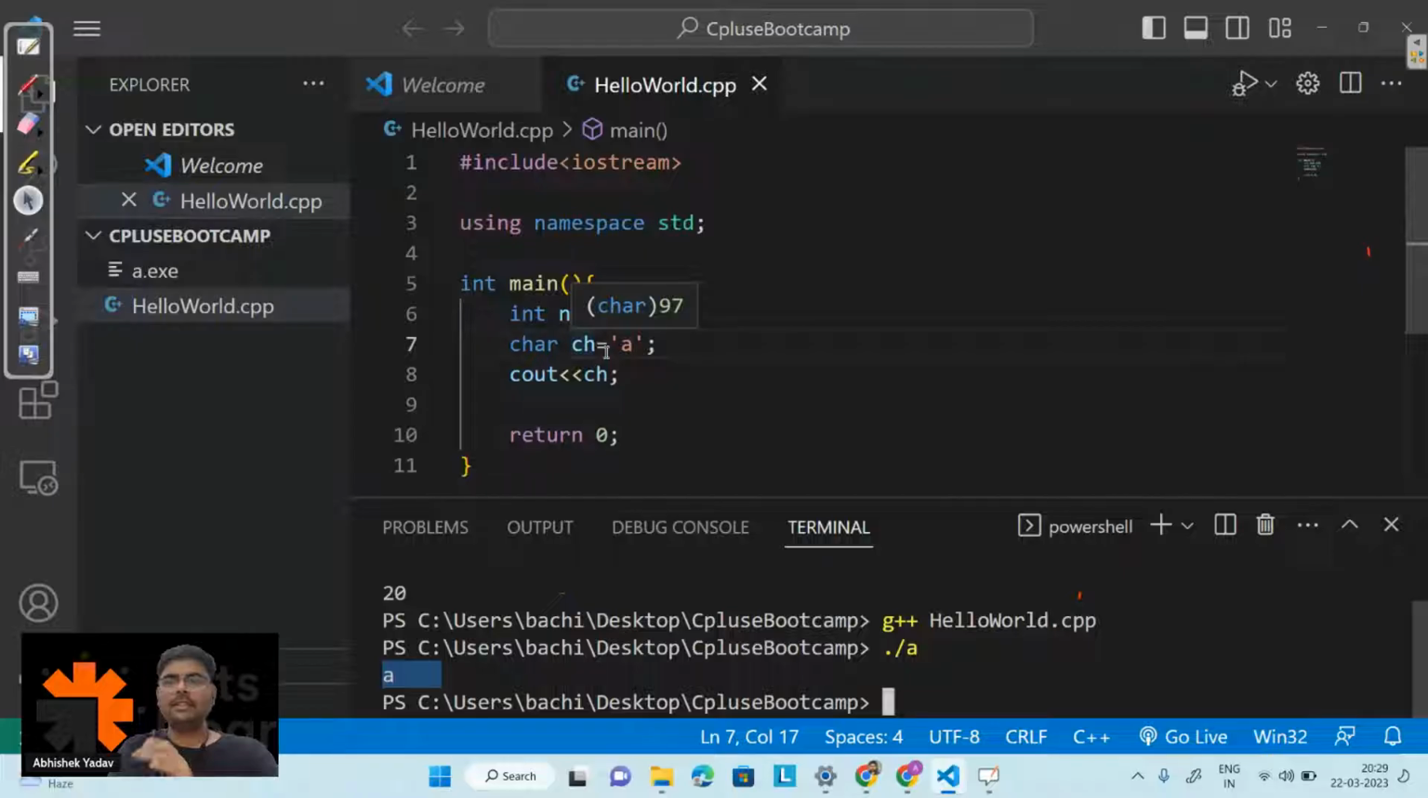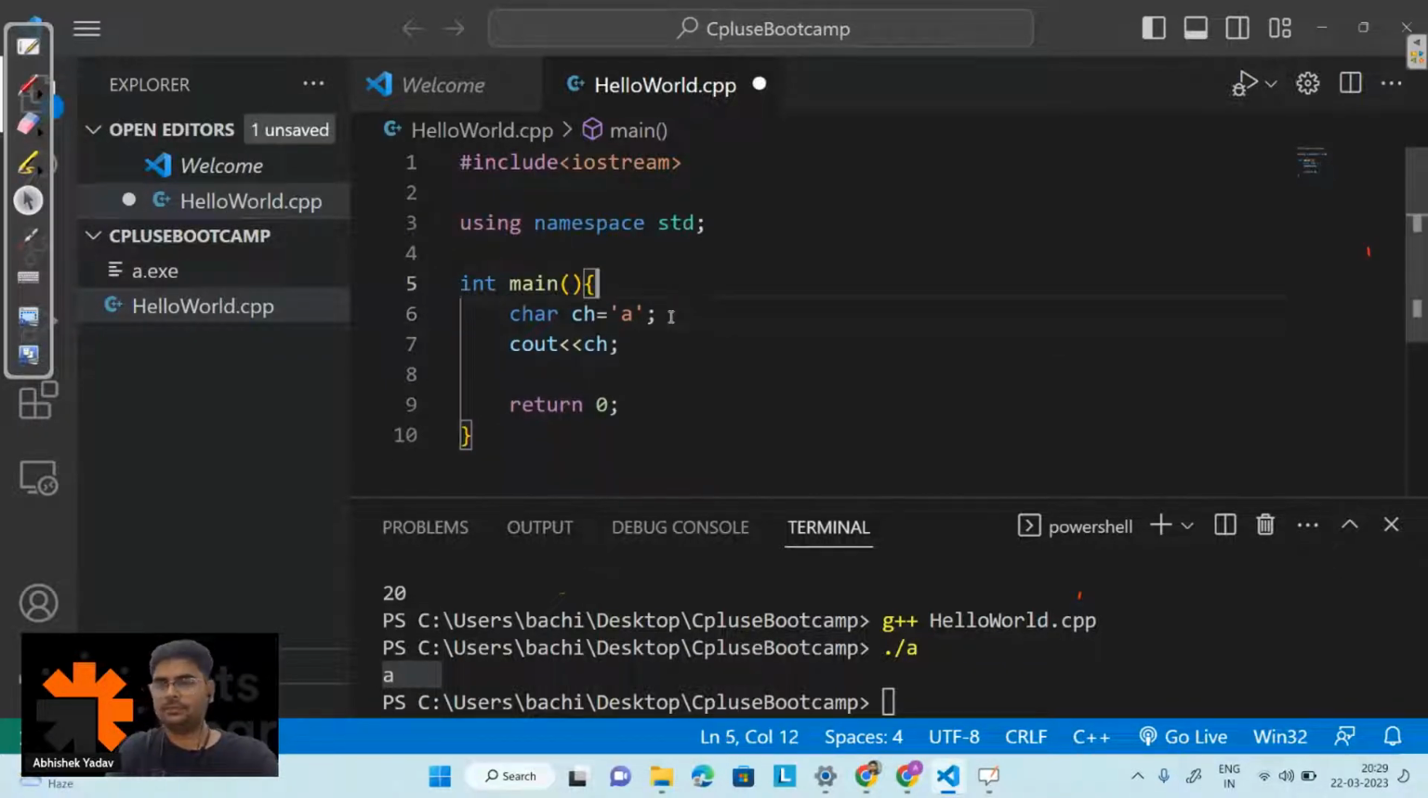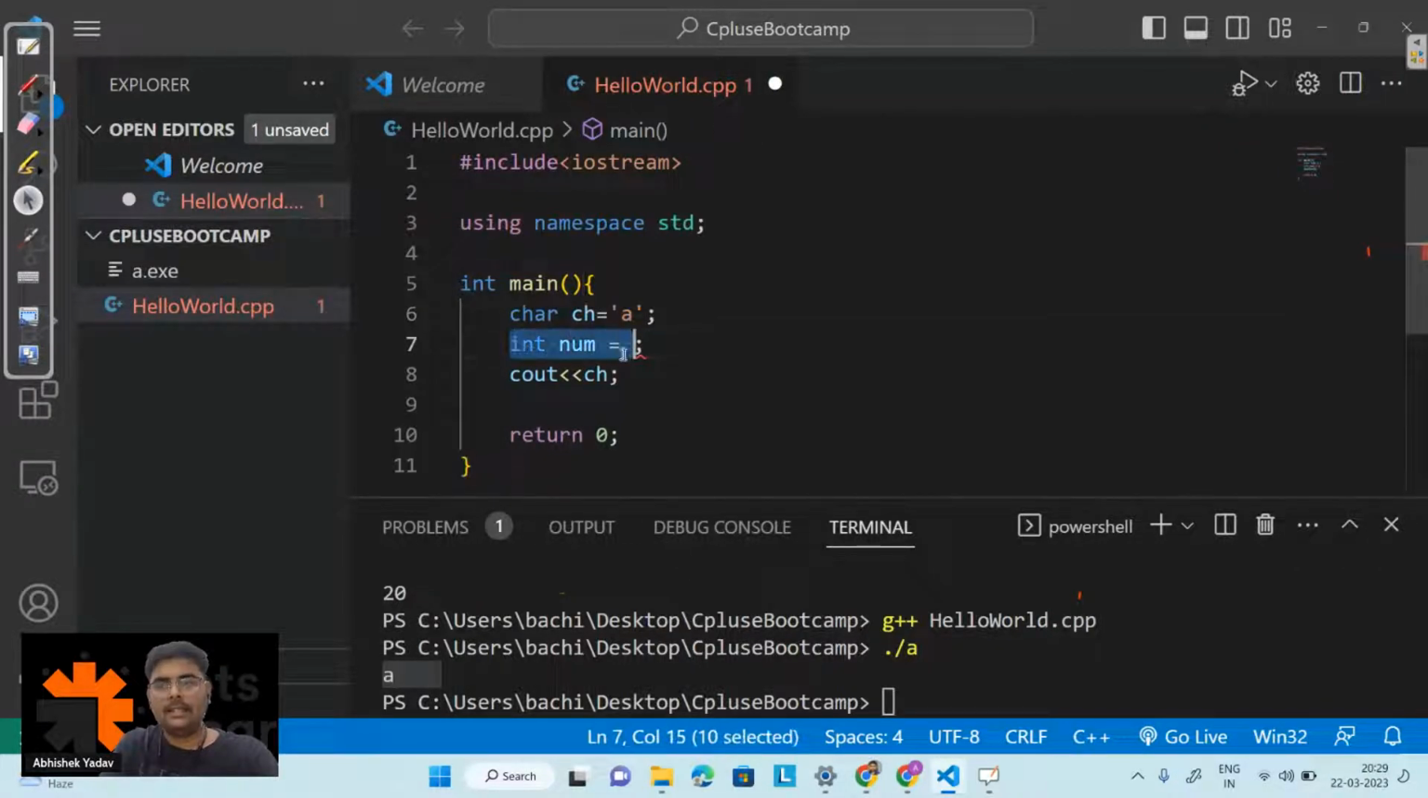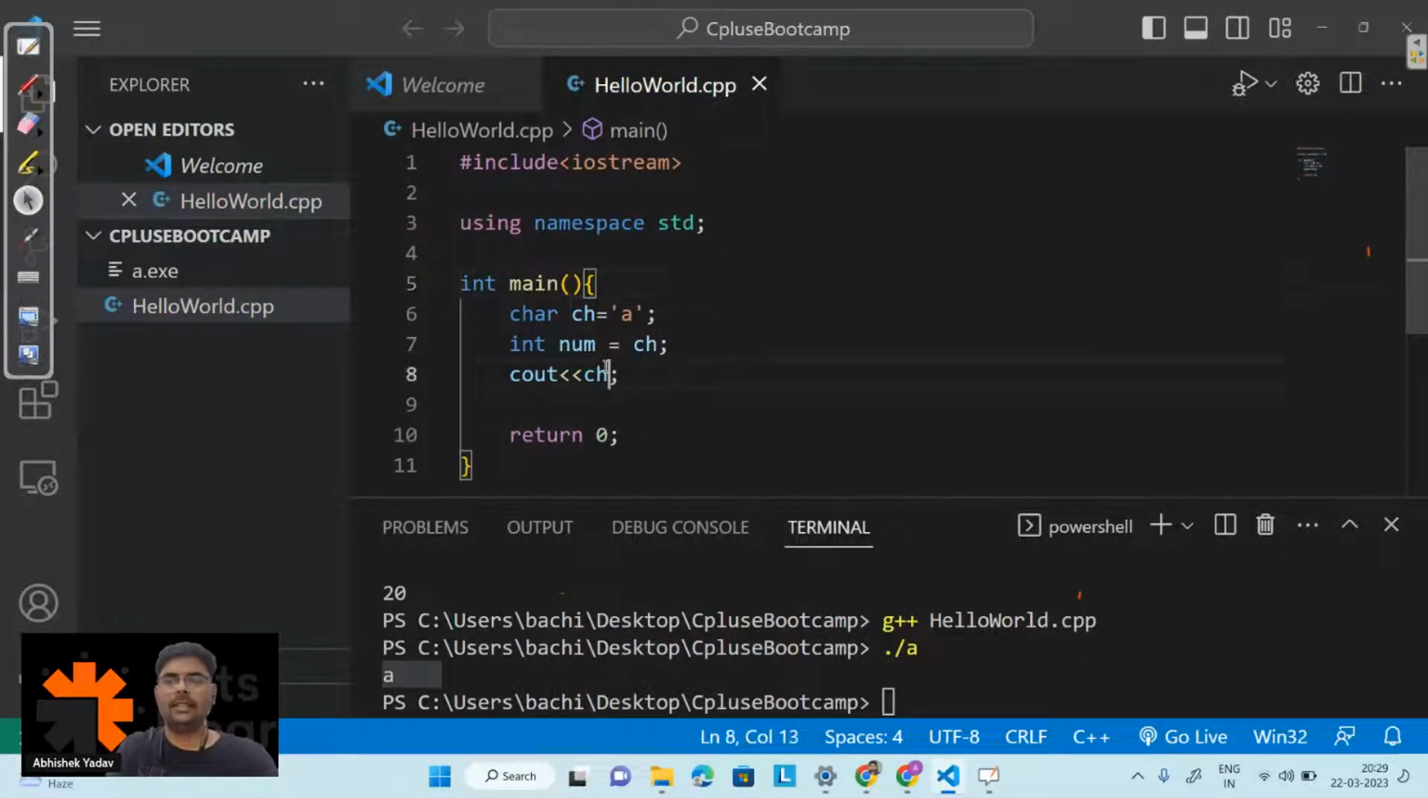Okay, so we are saying here, if I have the data type as integer and I am storing integer data, there is no issue. If I have the data type as character and I am storing character data, there is no issue. But what will happen if I try to do this part? Let's assume I have a character, okay, and I have an integer also, and now what I am doing, I am saying here char ch is equal to 'a' and int num is equal to ch. What will be the answer now? Please write in the chat. And I am printing num.